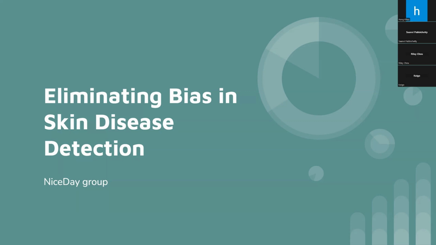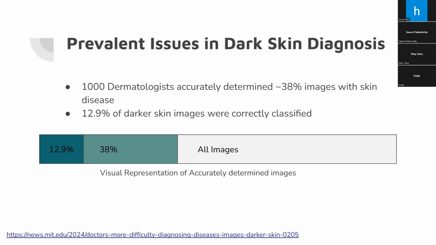All right. Hello, we are the Niceday group, and our project sought to eliminate bias in skin disease detection. So our project was inspired by the issue that when given images of dermatological diseases, certain skin types are harder to diagnose than others. Based on the article from MIT News, from a group of 1,000 dermatologists, they were only able to accurately determine around 38% of images with skin disease, and only 12.9% of darker skin images were correctly classified. And our goal was to train an ML model using transfer learning to correctly classify diseases, no matter the disease type or skin color.